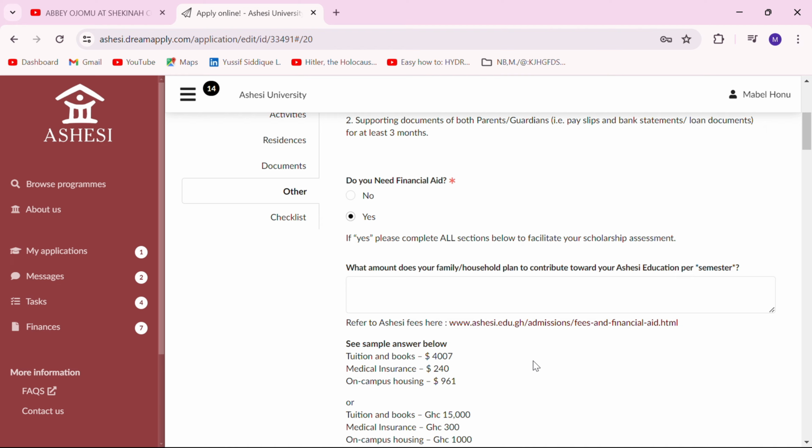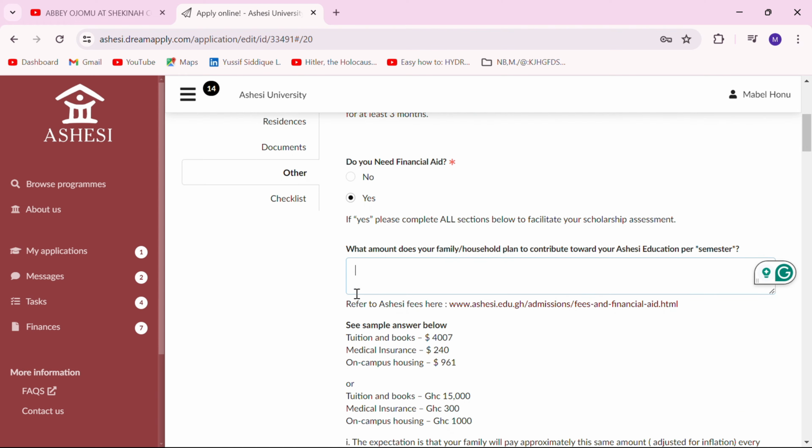So whatever amount it is, if you think they can pay part of your books, your medical insurance, your on-campus housing, your meal plan, anything at all, just put it in this session. If you want any details about Ashesi University's fees, you can just go on the website and find out about Ashesi University fees. So you find the current fees for tuition, for books, for medical insurance, and all of that.